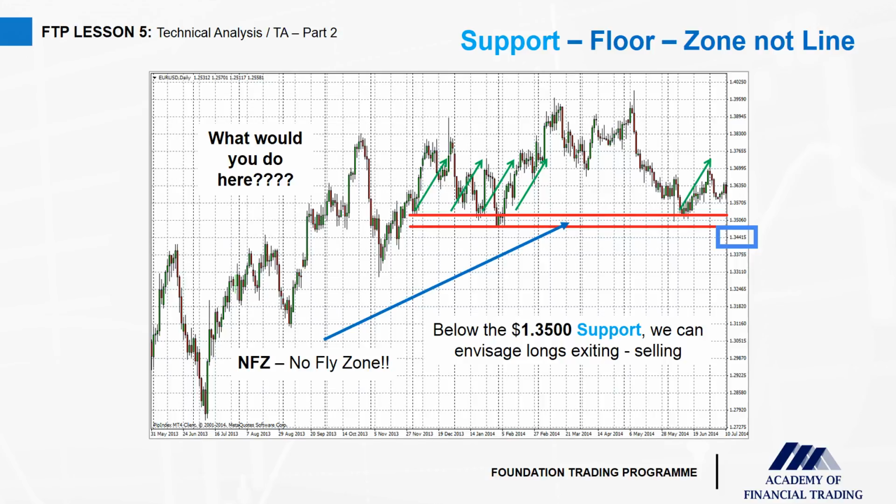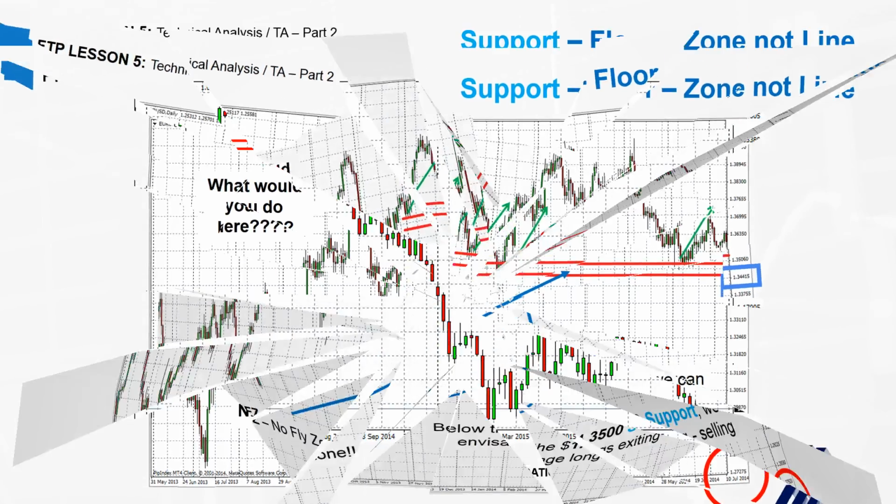We can envisage them selling. Because if they see it go through that, what are they going to do? Well, they're probably going to panic. Now, let's see what did happen, all right? So down here, you can see that the date at the end of this range is the 10th of July, 2014. So let's zoom out a bit.